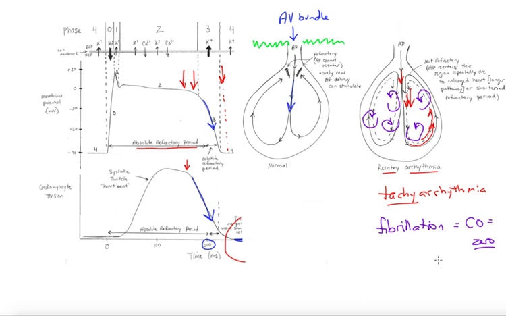Atrial fibrillation, not nearly as bad because again, the atria aren't pushing blood out into the circuits. They're just sort of facilitating what the ventricles do. They're helping to fill the ventricles. Does it reduce performance? Sure.